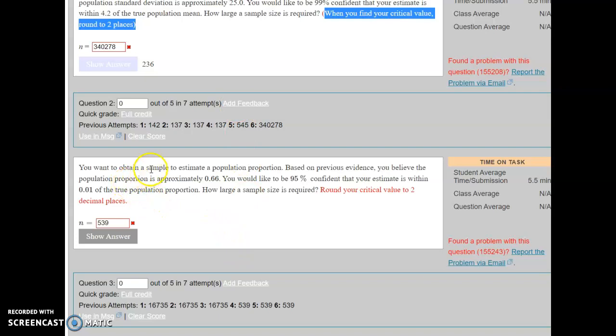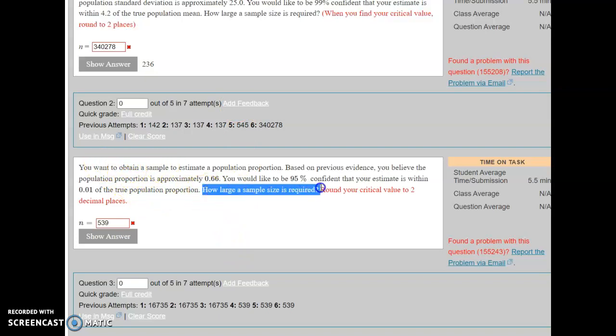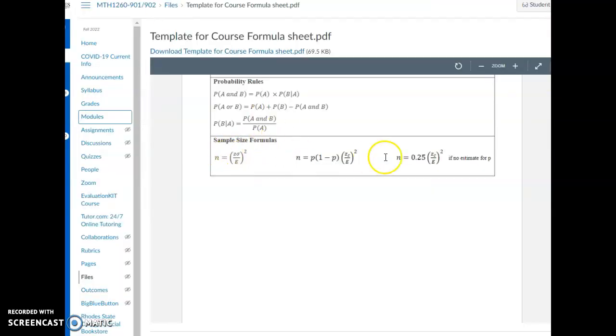Question 3. Blah, blah, blah. When we go right to the question, how large a sample size is required? As soon as you see that, you know right away, I'm going to be using one of these 3 formulas. Again, I use the first one if I'm given a standard deviation. Otherwise, if it's not a standard deviation type problem, if it's a proportion problem, we use one of these 2.